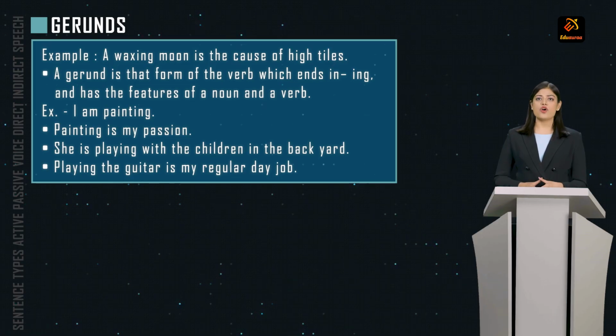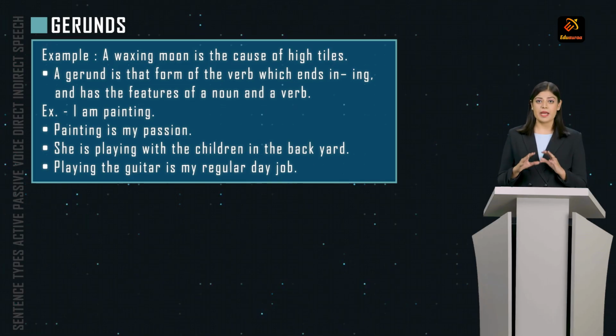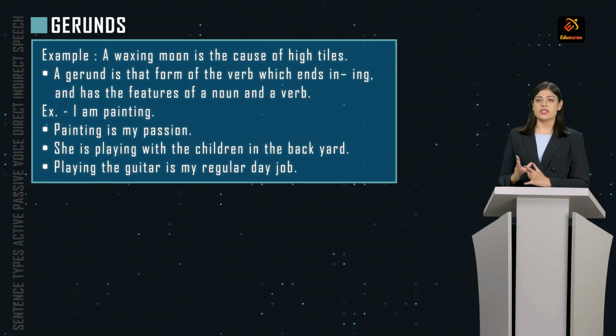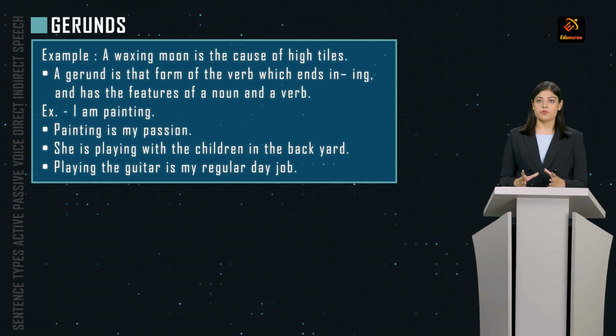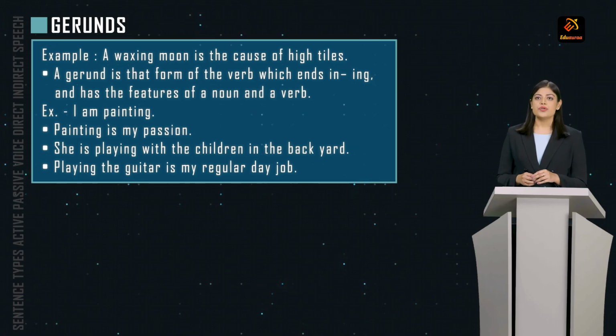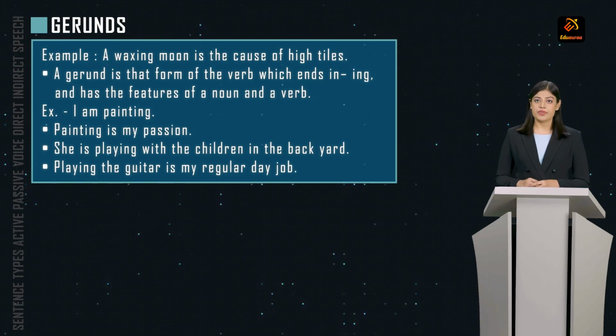So what is my day job? My day job is playing the guitar. In this sentence, the word playing becomes my subject. Or actually the entire thing, playing the guitar, the whole thing is my subject and that is my noun. So you see, participles and gerunds is slightly complicated.